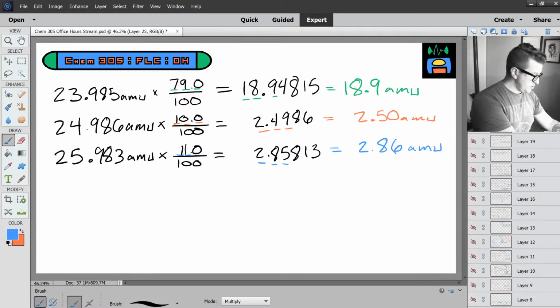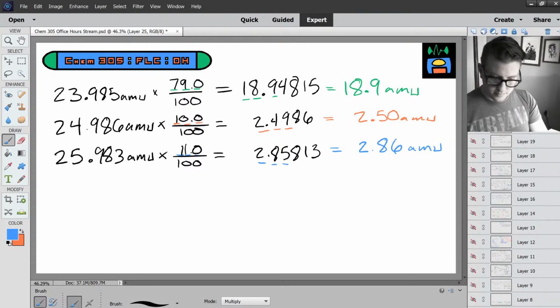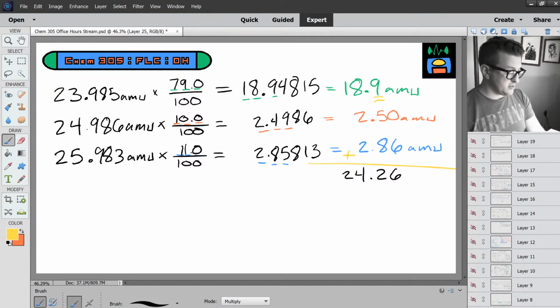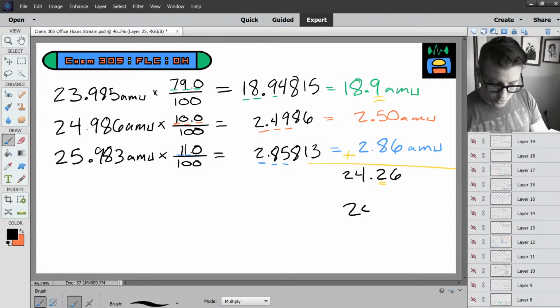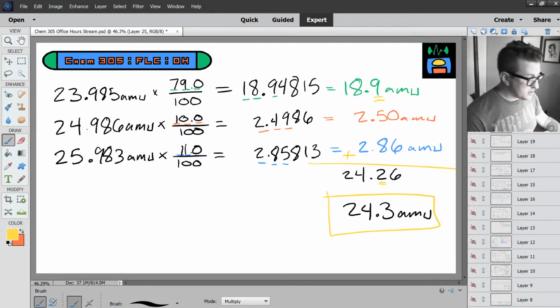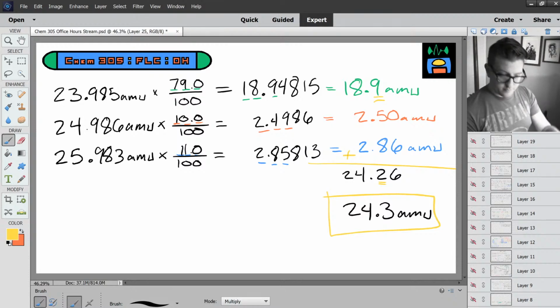All right, so 18.9, 2.50, 2.86, and we add these all together. When we add them up, we get 24.26, but by the rules for sig figs and rounding, when you're doing addition, we have to round to the least precise number, so we round to the tenths place. So this will be 24.3 AMU. That would be the answer for this problem.